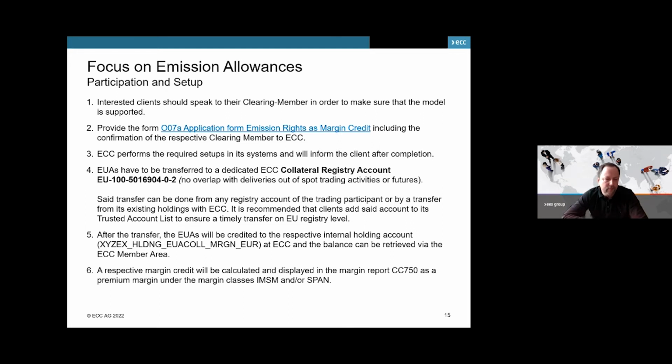And from that moment, we will compute a margin credit according to the examples I explained before and according to the parameters selected on the form. This margin credit will then display in our daily margin reports as a premium margin or margin credit under the respective margin classes, EMSM for spot market and SPAN, as Manfred has said, for derivatives.